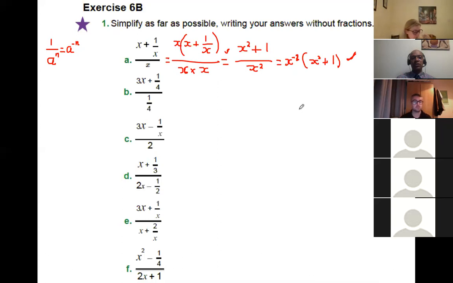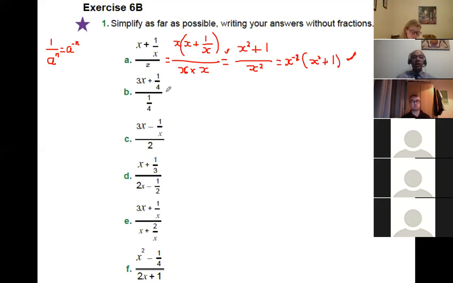So x squared plus 1 divided by x squared, or you can rewrite it. If they didn't say write it without fractions, I would just stop here. No point you doing this. You're not going to get an extra mark for answering a question not asked.